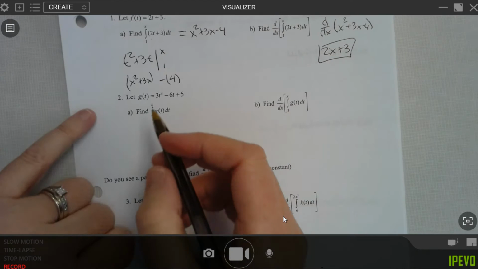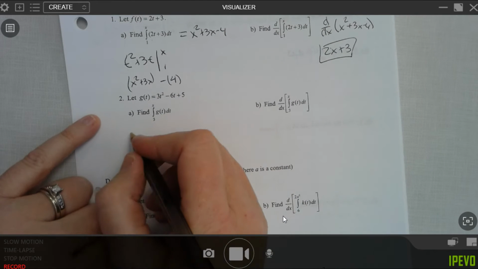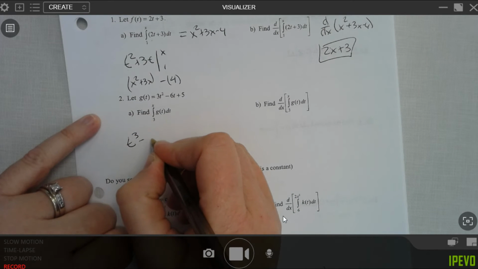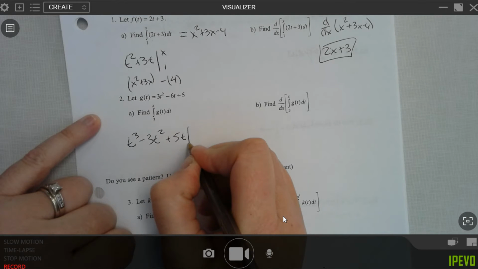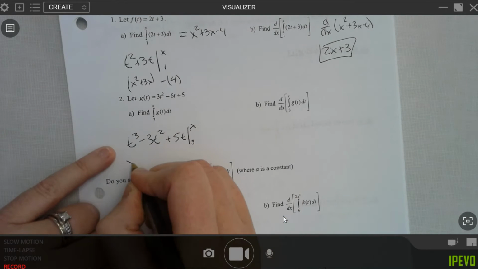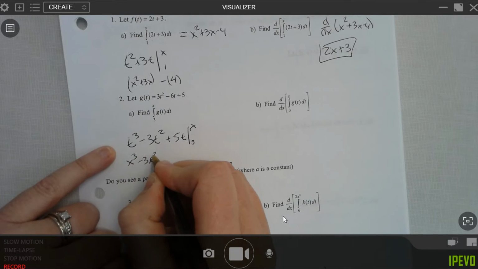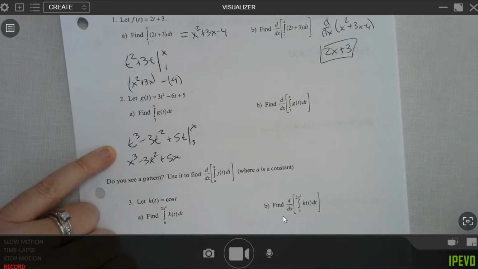Okay, we'll try the same thing down here. Take the antiderivative of this, so that would be t cubed minus 3t squared plus 5t evaluated. So plug in x, I get x cubed minus 3x squared. Plug in 3.